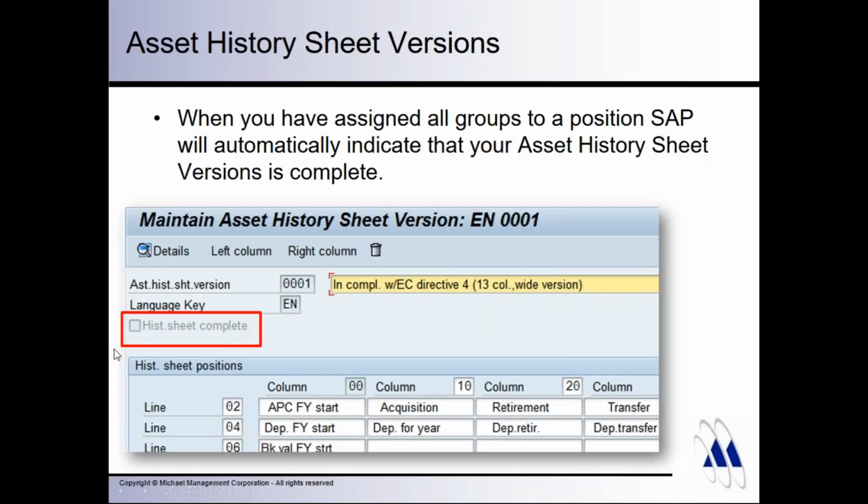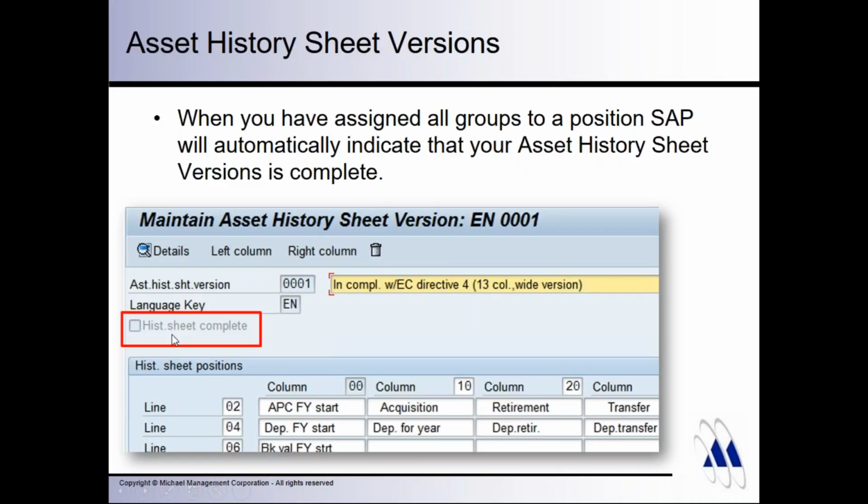That's what this is referring to. SAP tells me, yeah, this history sheet is not complete. This is not a button that I get to click on. It's SAP that turns this on or off based on my configuration. It tells me, yep, you've done a good job, you're complete, you're done. Or in this case, it tells me, nope, you're not done, you're missing something. Okay? So make sure that whatever history sheet version you create or configure, that it's complete.